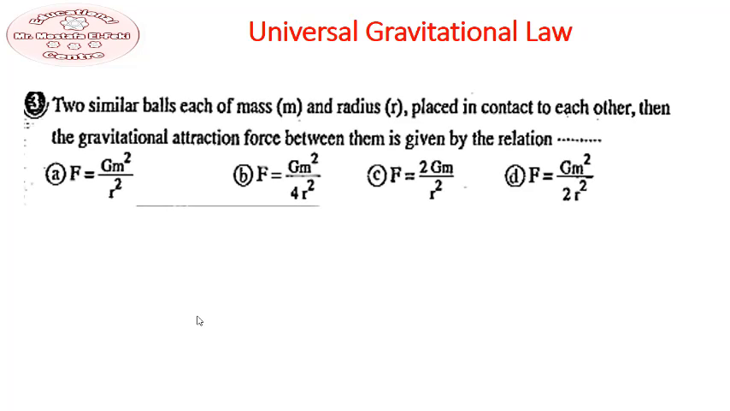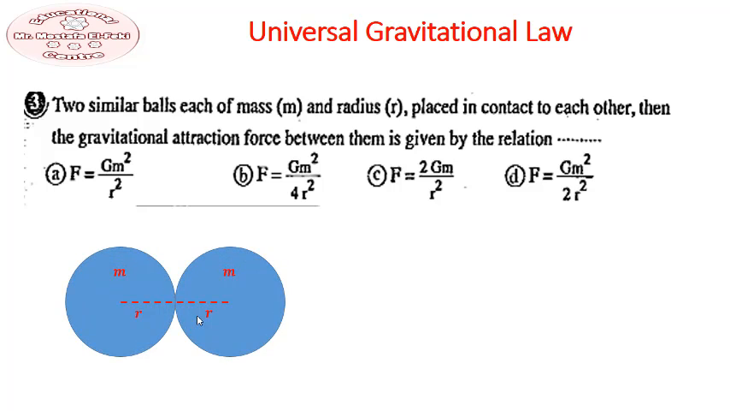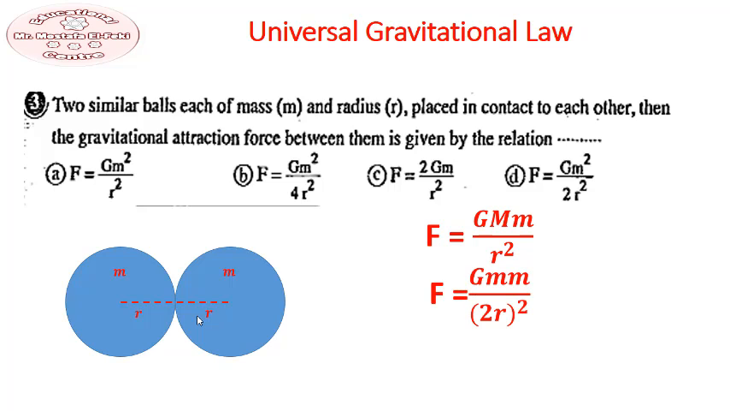Two similar poles, each of mass m and radius r, are placed in contact with each other. Then the gravitational attraction force between them is given by the relation. These are the two poles in contact with each other, each of mass m and radius r, then the total distance equals 2r. Then the force is given by the relation.